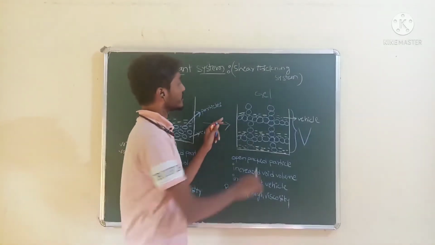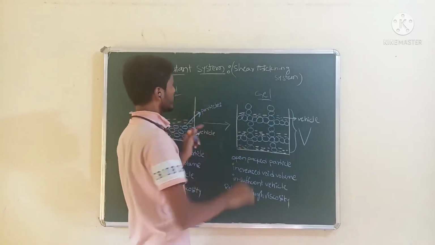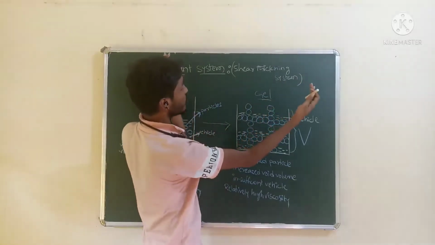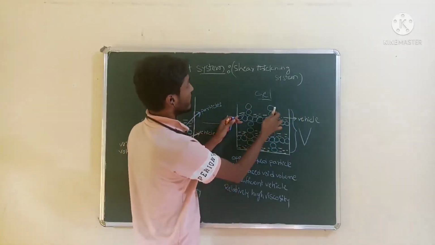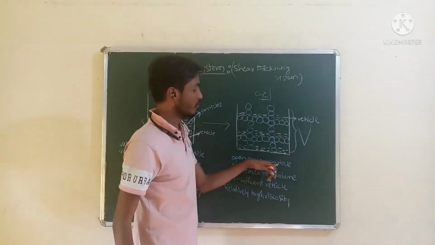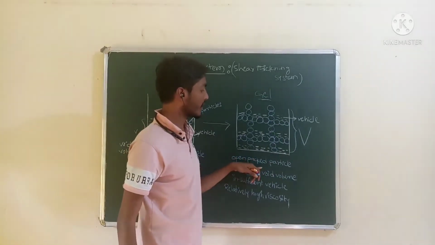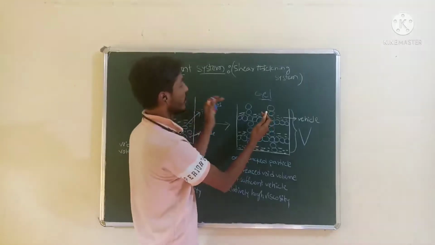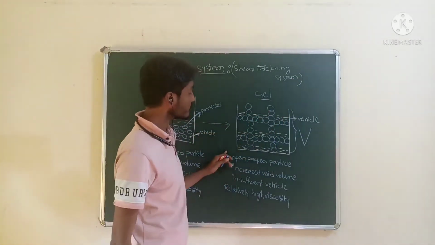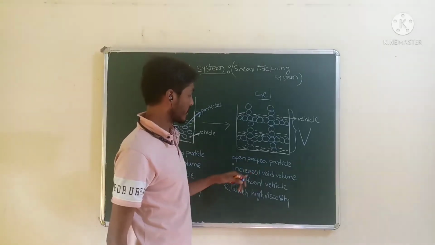Now consider this gel form. This is the sol form. This is the gel form. Particles are open packed. See, all the particles are open like this. Open packed system. Open packed particles. Particles are in an open system. Open packed particles are there.